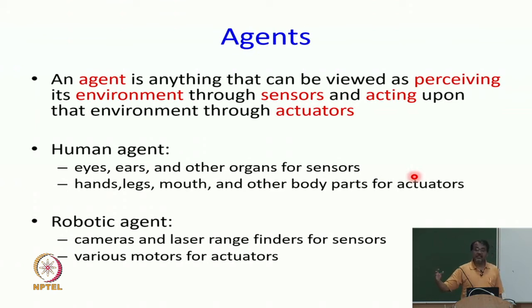Through our limbs, I can hold this mic, through our voice I can say something in the world, and so on. So, this is we as an agent. Of course, we can have a robotic agent. A robotic agent may have a different set of sensors, a different kind of actuators. It may have various motors for actuators, it may have camera and laser range finder as sensors. So, we can think about an organism or an agent as the central entity that the AI system is the brain for.